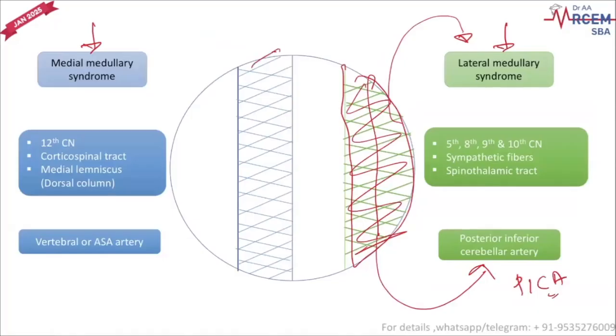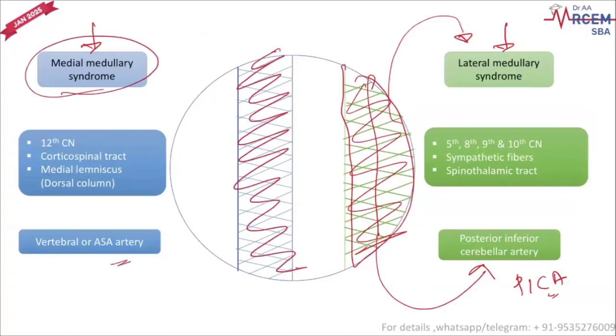If the middle part of the medulla is involved, then it is known as medial medullary syndrome. This is supplied by the vertebral artery as well as the anterior spinal artery. What are the structures present in the middle here? The 12th cranial nerve, corticospinal tract, and the dorsal column. Because the corticospinal tract is present, a contralateral, opposite side motor deficit will be there because this carries the motor function. The dorsal column, we have learned, carries proprioception and vibration sensation, which will be lost again on the opposite side.